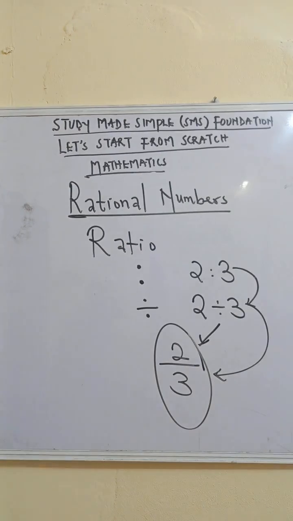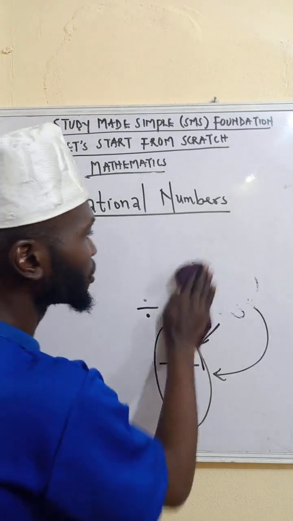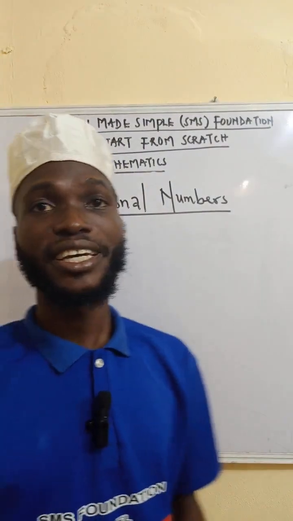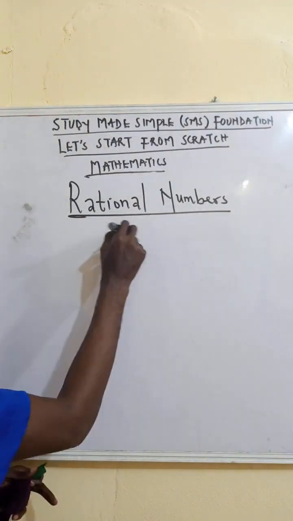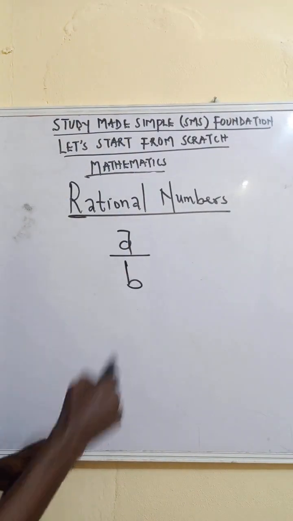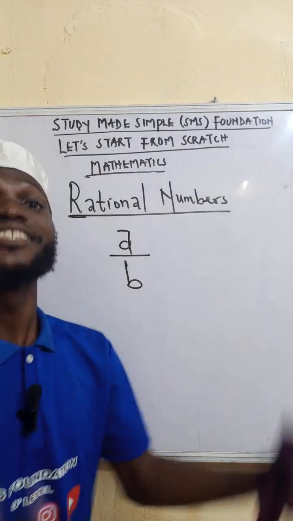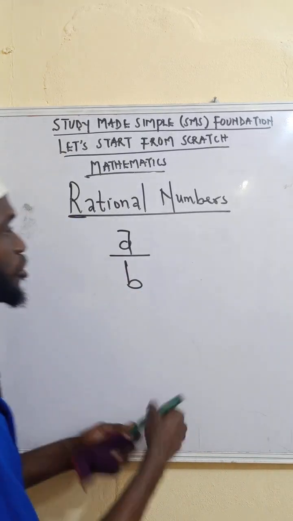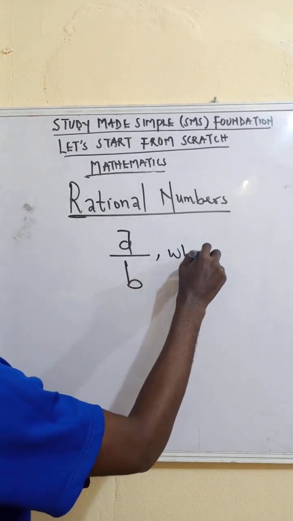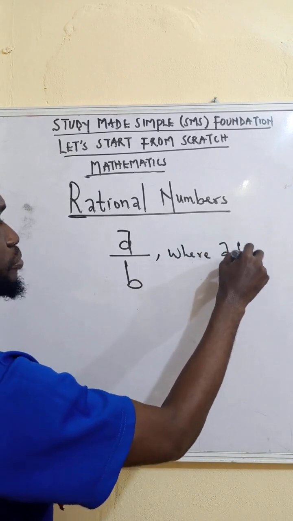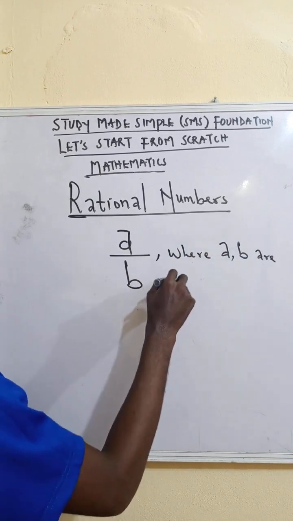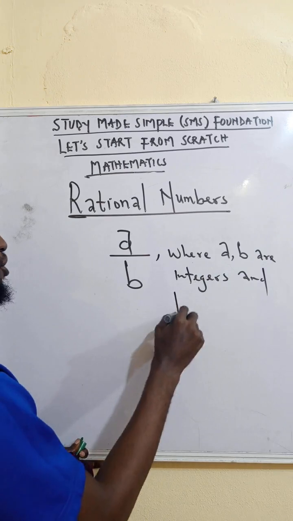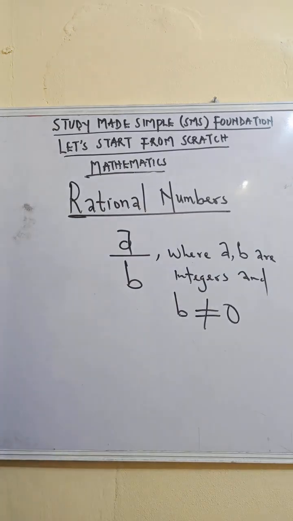Good. Most times in advanced mathematics textbooks, they will want to scatter your head. They will now say a rational number is any number that can be written in the form A over B. Sorry, A over B, what does it mean? Is it not fraction? Don't let them confuse you. But they will now put additional information, where A and B are integers and B is not equal to 0.